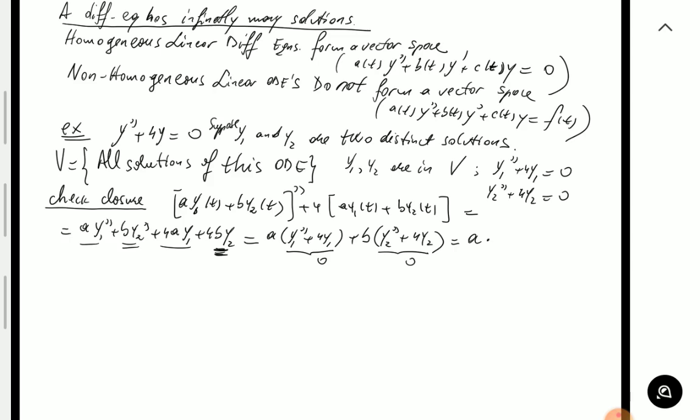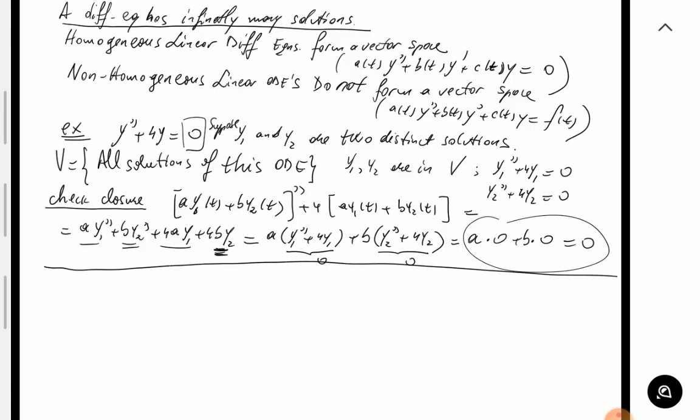So this linear combination boils down to a times 0 plus b times 0, which is of course 0. But the key thing is that this can only happen if you have 0 on the right-hand side. Any other number on the right-hand side besides 0 will violate the closure property. Meaning that the solutions of, in general, a linear ODE which is not homogeneous will not form a vector space.